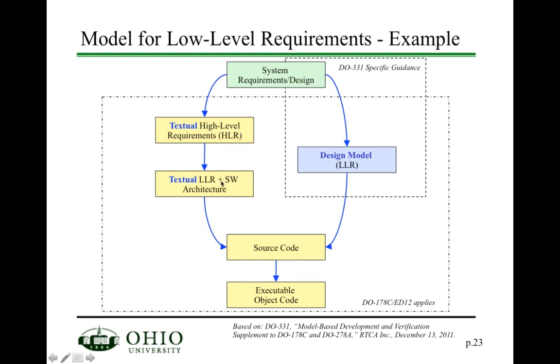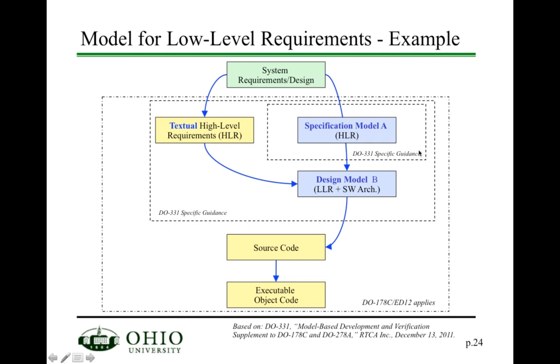Now, another way of looking at it is by just saying, well, I'm having high-level textual and low-level textual requirements, like I had in a traditional sense. But then for some of the high-level requirements, I'm going to use a design model. And heck, this may even include portions of the system requirements. That means this portion of your software lifecycle must include the guidance that's set in DO-331.